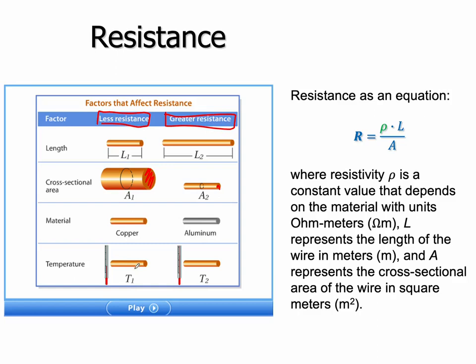And then finally, temperature. For metals, as you warm them up, their resistance tends to increase. Now, for semiconductors, that's the exact opposite. Semiconductors like silicon, germanium, as you warm them up, actually become better conductors.